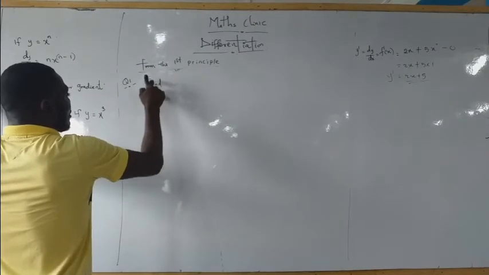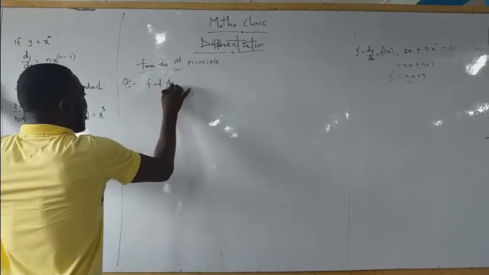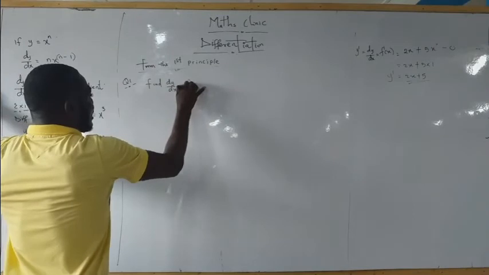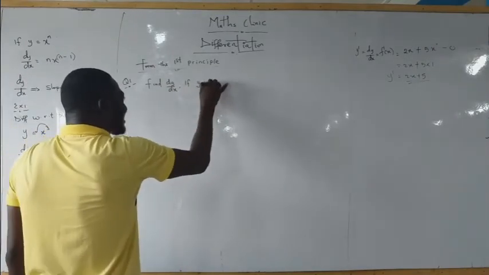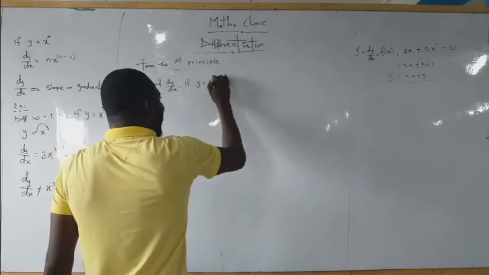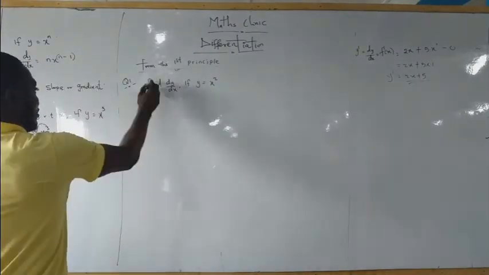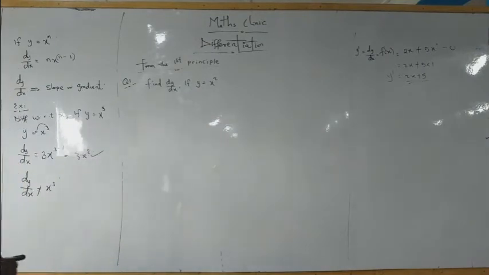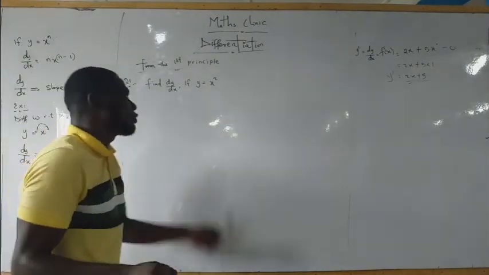Find dy upon dx if y equals x raised to the power of 2. Yes, if y equals x to the power of 2. Start with this. Find dy dx if y equals x raised to the power of 2.